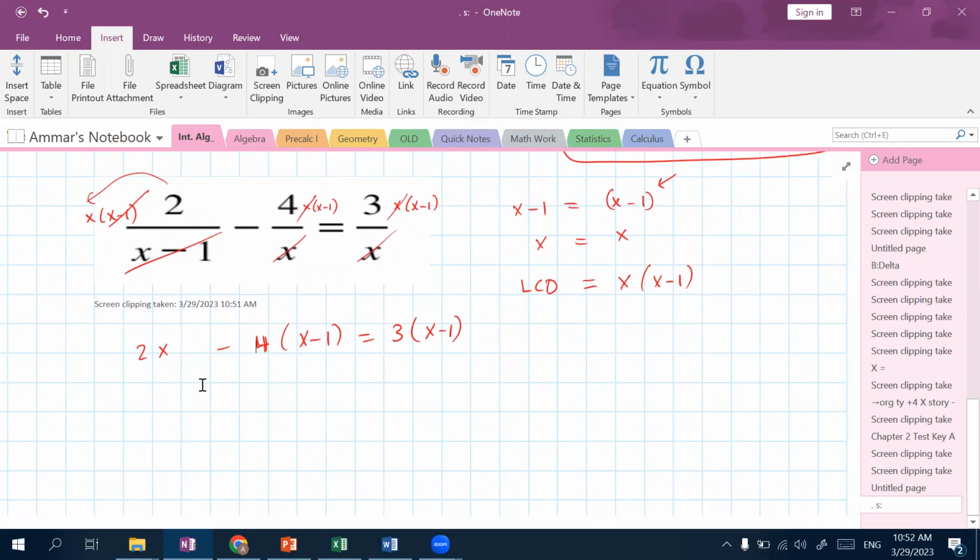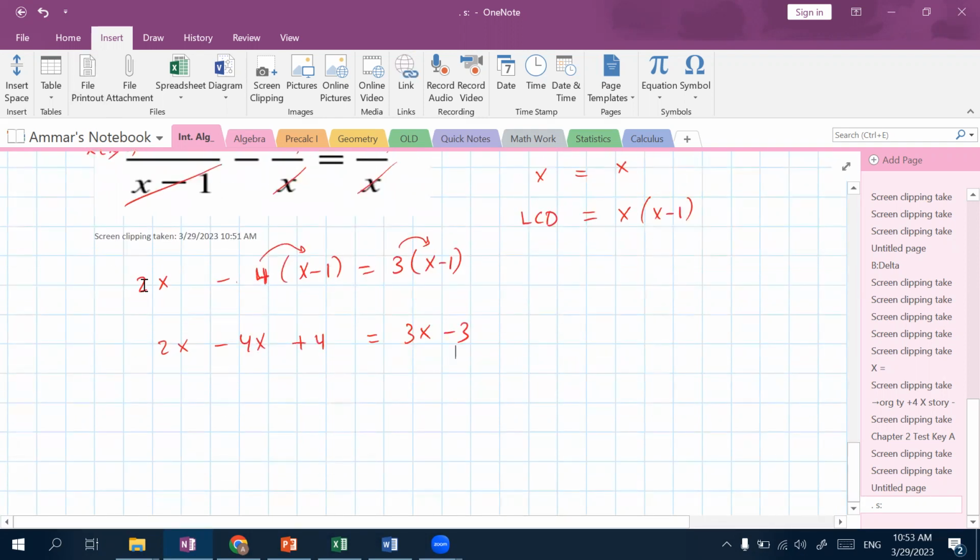And now let's distribute 4 and distribute 3. So we get 2x minus 4x. And now we have minus 4 times negative 1, so that's plus 4. So you need to be careful here about distributing this negative 4 to each term. Negative 4 multiplied by negative 1 is positive 4. And here we distribute 3, so this is another equivalent equation of this.